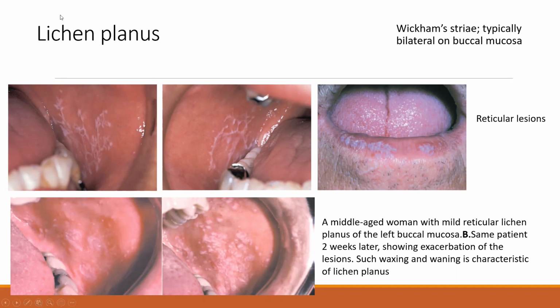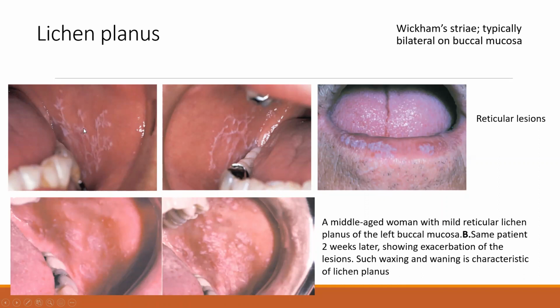Lichen is a Latin word for primitive plants which grow on rocks, and planus means flat. So it appears like some primitive plant, which we usually see on rocks. It has a characteristic feature of very fine white lines which intersect at right angles.